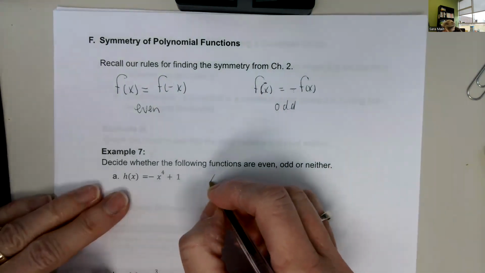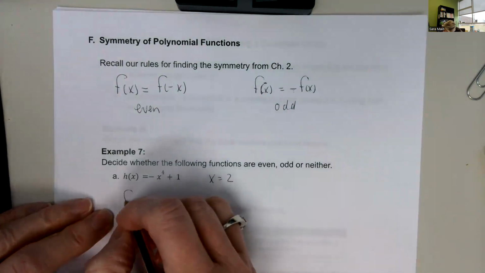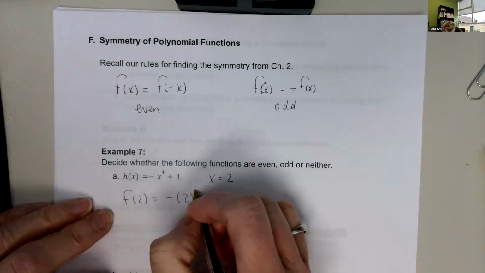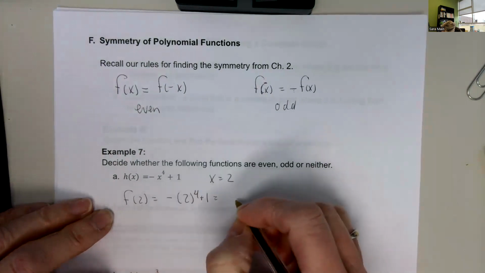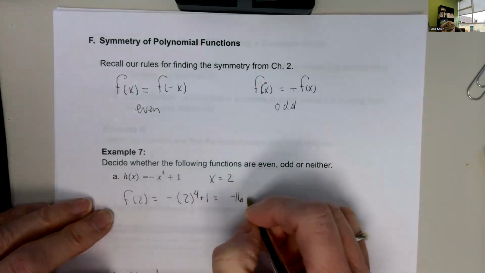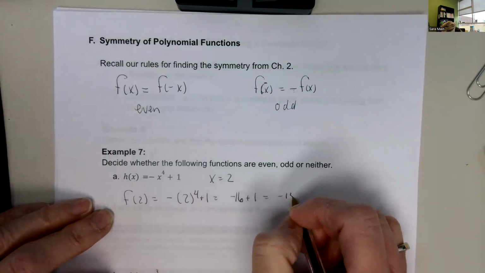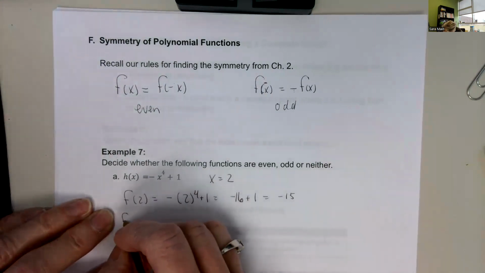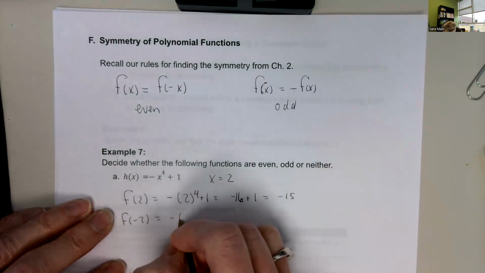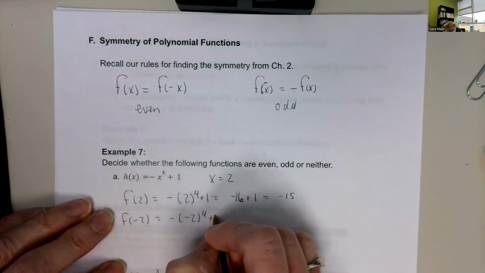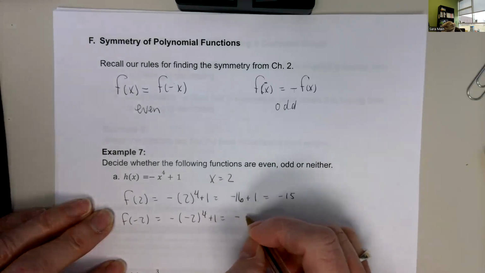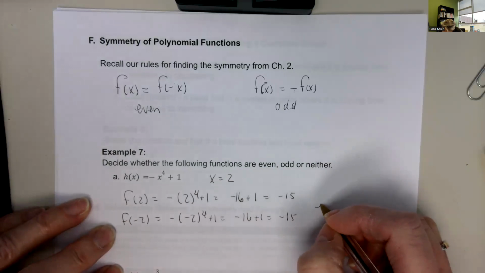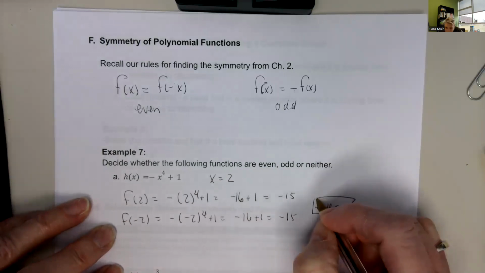So let's look at example 7. I'm going to say let x equal 2. So f of 2 would be the opposite of 2 to the 4th plus 1, which equals the opposite of 16 plus 1, which is negative 15. And then let's put in negative 2. So f of negative 2 is the opposite of negative 2 to the 4th plus 1, which is negative 16 plus 1, which is negative 15. So it's an even function.